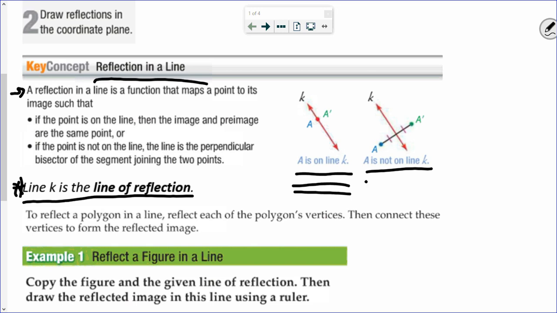Or, next example here, A is not on the line. You can see that the point A is not on line K, not on the line of reflection. So if the point is not on the line, the line of reflection is the perpendicular bisector of the segment joining the two points. So line K is a perpendicular bisector of the segment that joins A and A prime. So it bisects that segment as well as it is perpendicular to that segment.